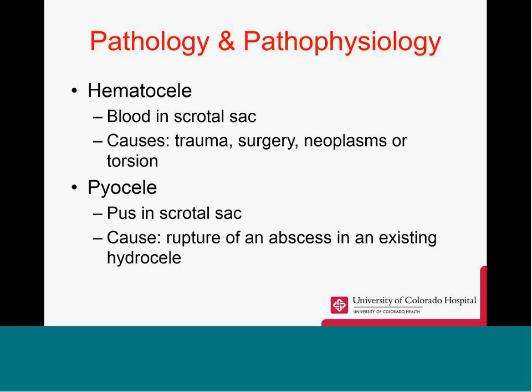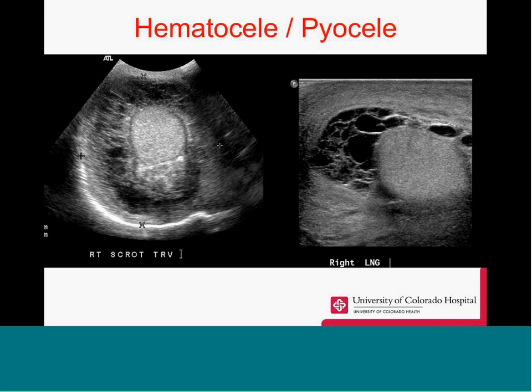A pyocele you might also come across, which is pus within the scrotum. Causes could be rupture of an abscess in an existing hydrocele. Both of these do contain internal septations and loculations. You'll use your patient history to help you determine.